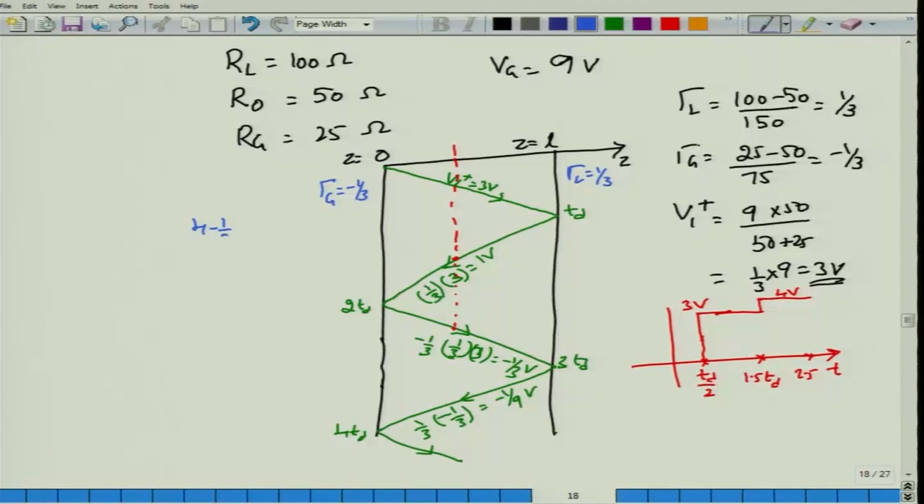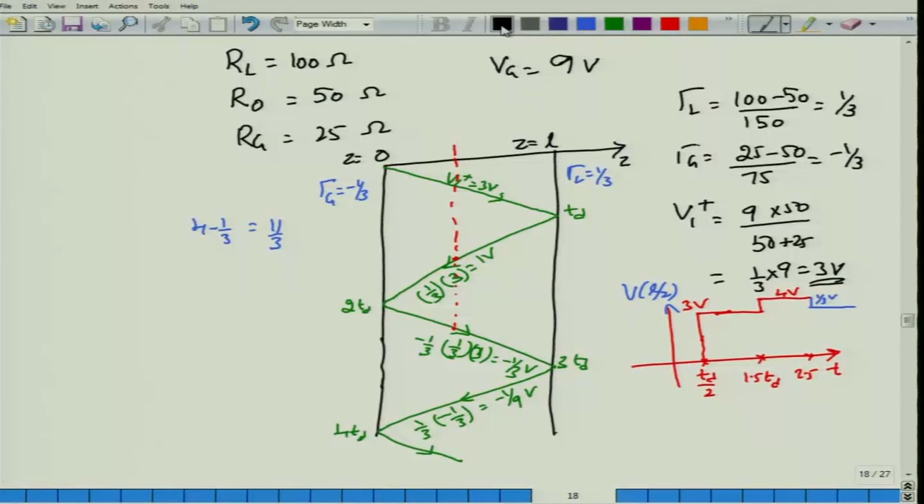How much is 4 minus 1 by 3? That is 11 by 3, so there is a 0.3 volt drop. So, there would be a small jump here, not a very large jump. Let me go back here and correct it. There is a small jump of about 1 by 3 volt, and it continues to remain as it is. So, this is the voltage at L by 2.